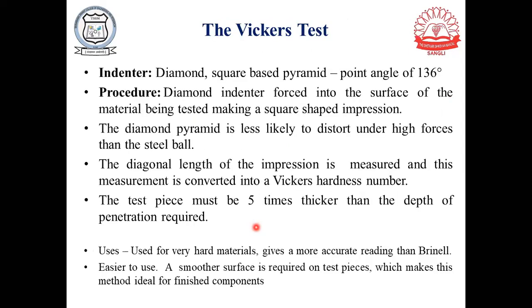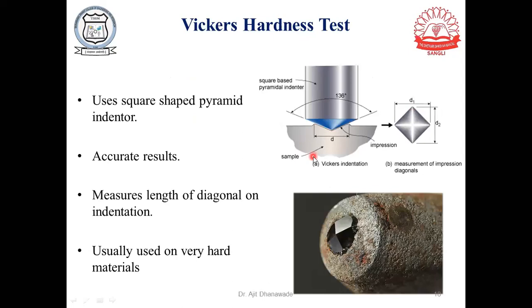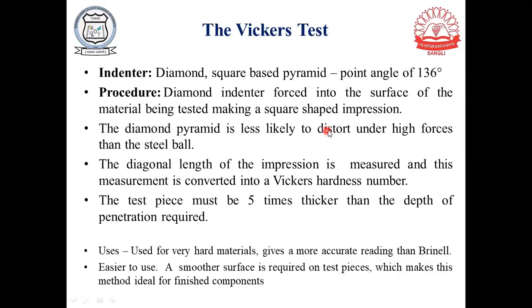So take a square shaped pyramid. This is important: the angle made by these two edges is 136 degrees. Can you see this angle? Yes sir, 136 degrees. This angle must be 136 degrees. Remember this. Usually the indenters used in the Vickers test are made of diamond.